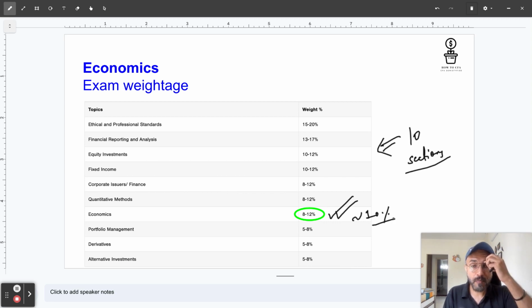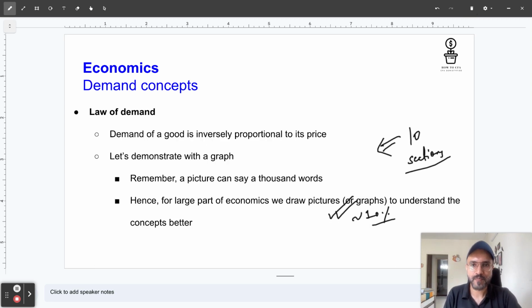This weightage also tells you how much effort you have to put into each of the topics. A lot of topics on portfolio, derivatives, etc., can be prioritized for later because they cover only 5 to 8%. Similarly, economics is somewhere in between because it has 8 to 12% weightage. So this is just to give you a context of where economics fits in the pecking order of the various topics which are part of CFA Level 1.